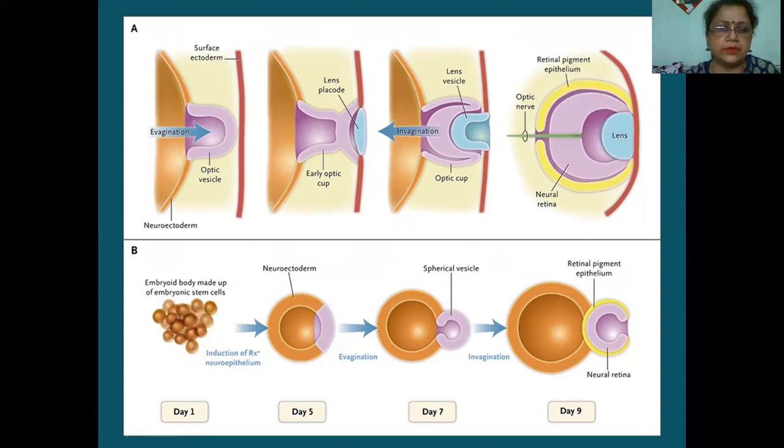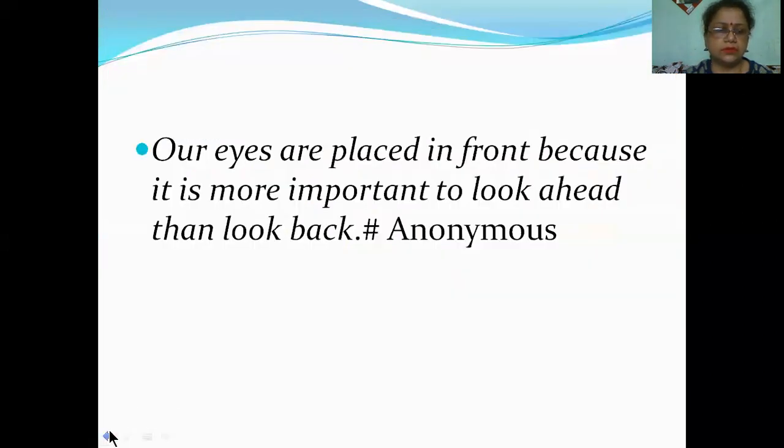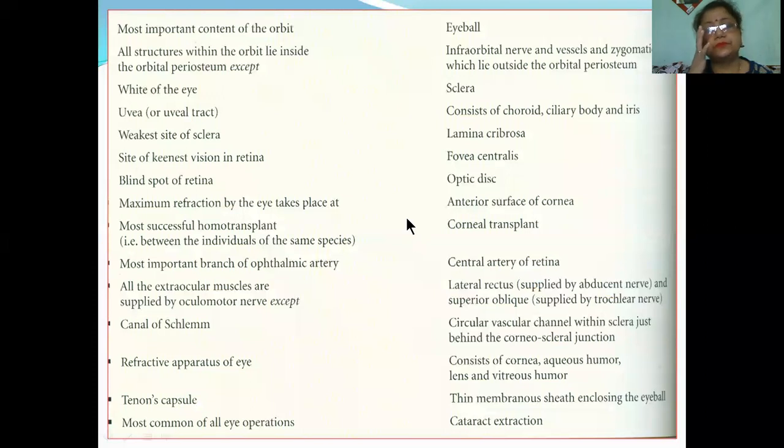Embryoid body made up of embryonic stem cells. Then this is the neuroectoderm. You remember neural crest cells? Okay, neuroectoderm. And here you can see the spherical vesicle, the retinal pigment epithelium. Okay, so this is a little complicated. This diagram, you can prefer the previous diagram. So here this is a chart which is from your book only. I like this chart, and I want to use this just for a revision.